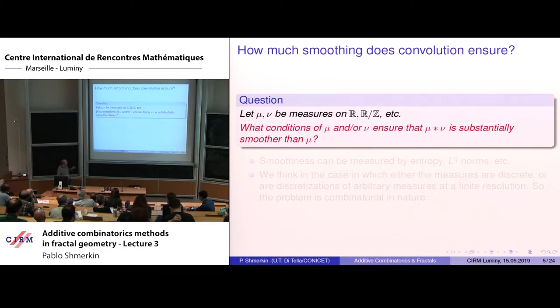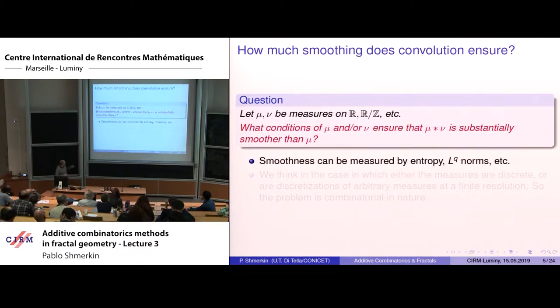So, convolution is a smoothing operator. In particular, we have two measures, we convolve them, and we expect to have a measure which is smoother than the original measures. And the question is, how much smoother, and how does this relate to the structure of the measures? So it's a general question. It's not clear to what field this question belongs.